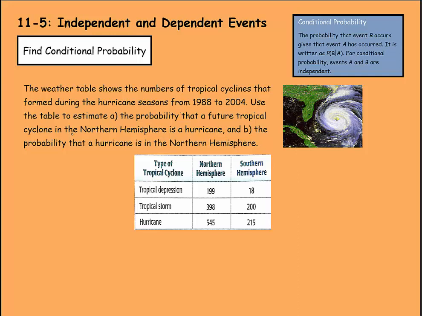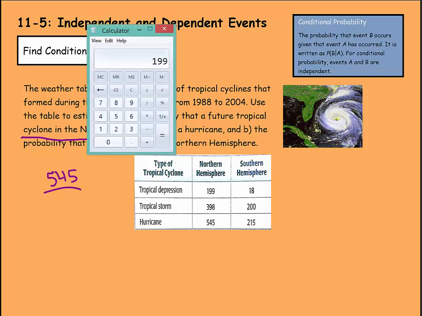A future tropical cyclone in the northern hemisphere is a hurricane. So this would be the given. It's in the northern hemisphere already. So what's the probability that a cyclone in the northern hemisphere, event A, is B, a hurricane? Event A has already happened. We don't need to calculate that at all. But we do need to calculate the chances of a hurricane happening with all these storms. Well, our favorable outcome is hurricane, so that's 545. And that goes over 199 plus 398 plus 545, 1142.